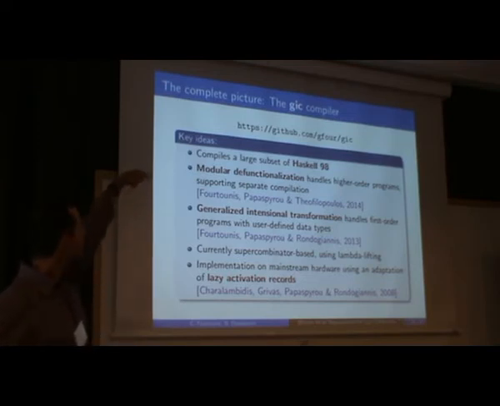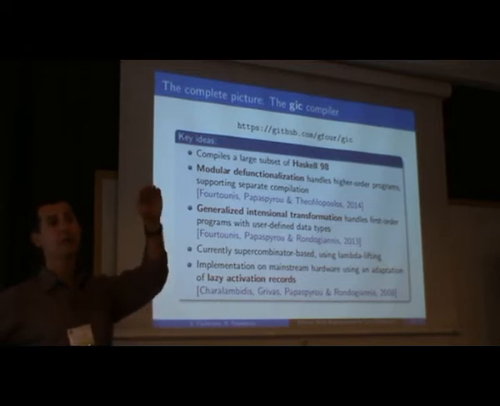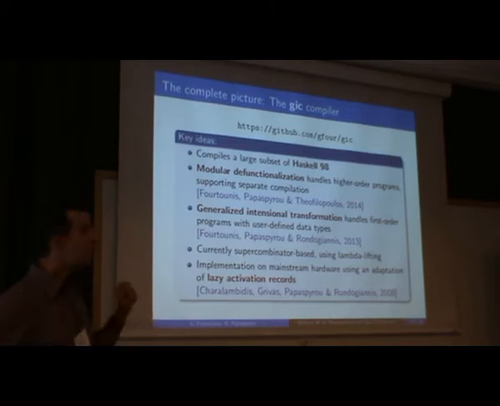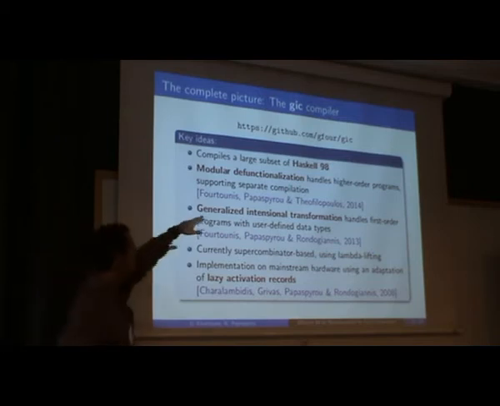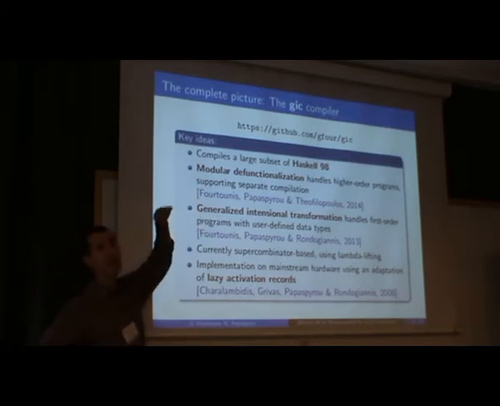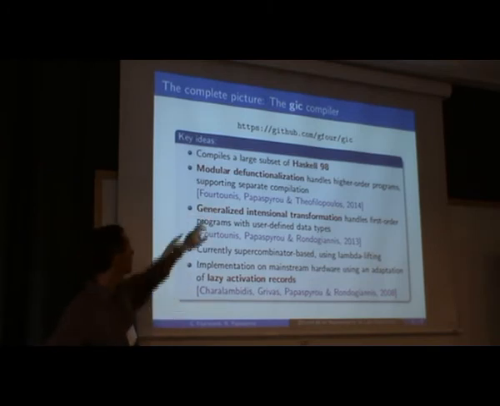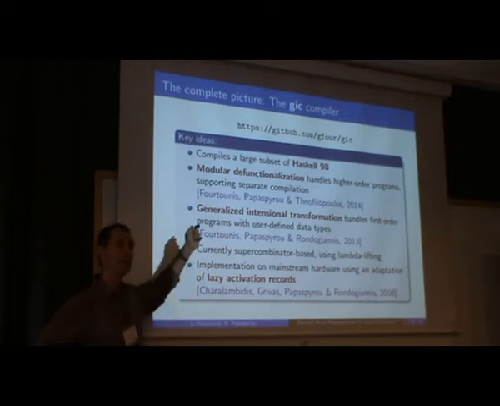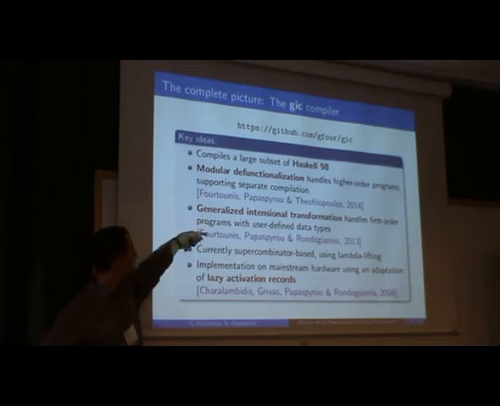The first key idea is that in order to go from higher order programs to first order programs, we are using the functionalization, as I said. And actually, we are using a variant of the functionalization that supports separate compilation, which is very important. This is a quite recent paper. The second key idea is that for taking first order programs to data flow programs, we use intentional transformation. And again, we use a variant of intentional transformation that can handle user-defined data types. This was from last year's Paddle paper.